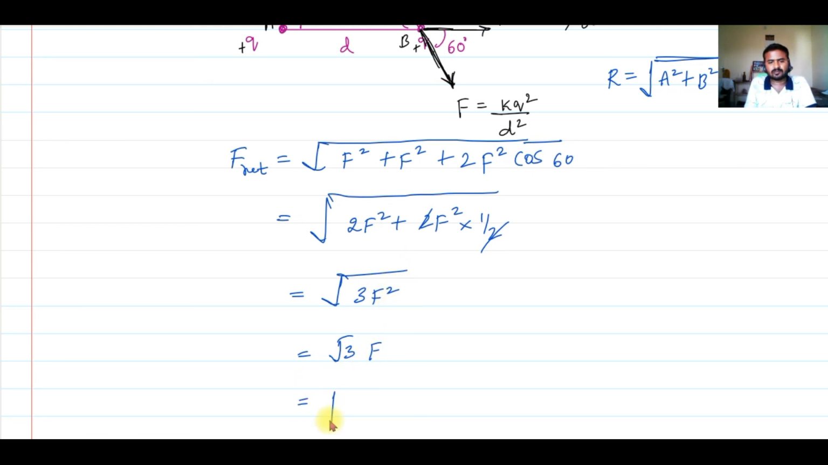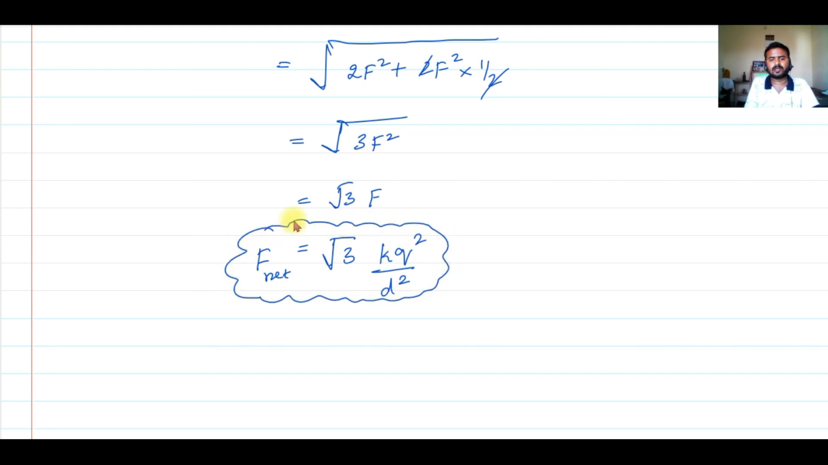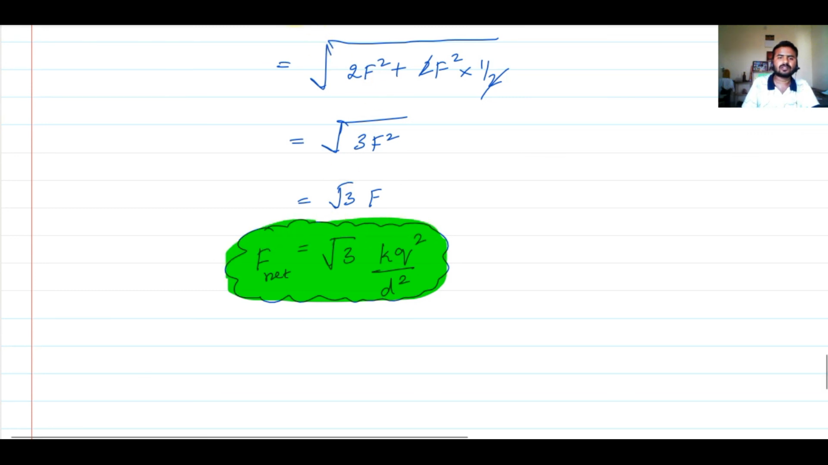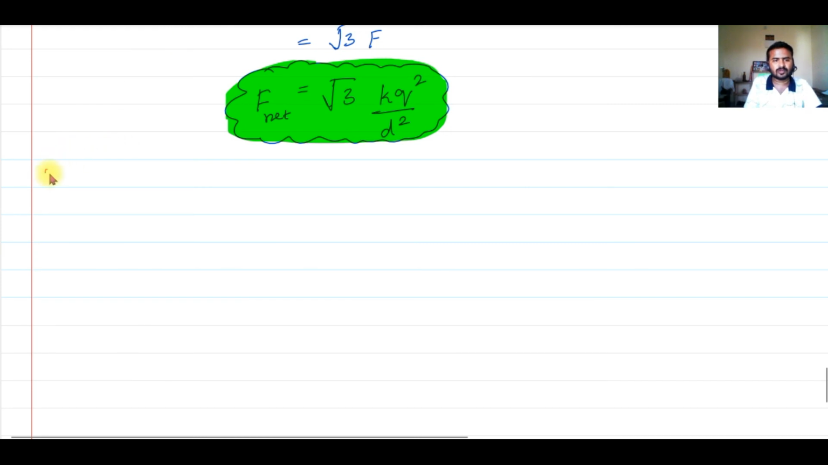So that means the force acting on any one of the charges is root 3 times K Q square divided by d square. That is the net force on any one of the charges. Okay, that is the answer that we wanted. Alright, and now I can give you a homework problem. You can try solving that, and you can let me know the answers in the comment box. So the third question is homework for you all.